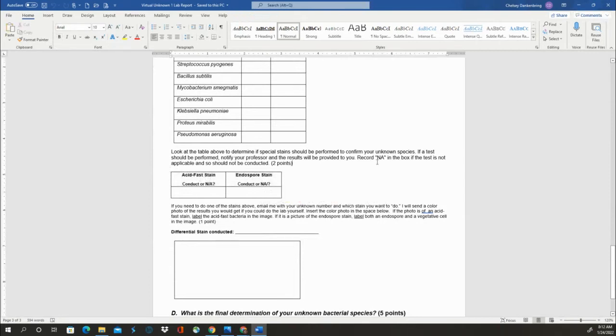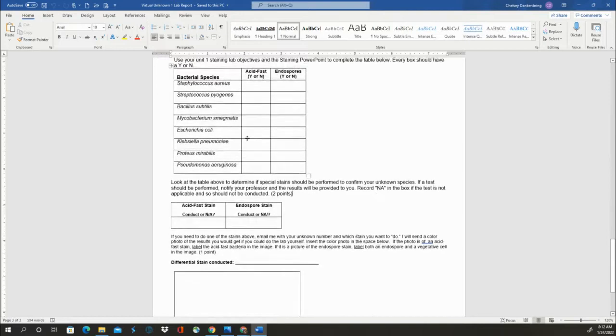Okay, now I'm just going to make up information here. Okay, this is false information. We're going to pretend, if you told me that E. coli gets the acid-fast stain and you think your unknown organism is E. coli, then you would come down here and you would write Y. Okay? But if you think you have Pseudomonas and it doesn't get the acid-fast stain, you would put N. Again, notice I'm telling you what your options are for this box, and you have to fill out every box on this report. All right?